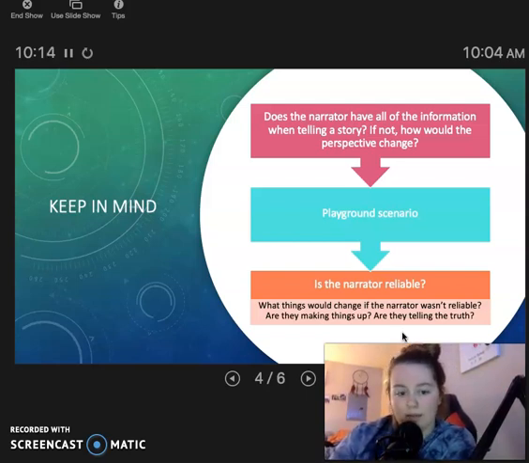Another thing to keep in mind is, is the narrator reliable? What things would change in the story if the narrator wasn't reliable? What does reliable mean again? It means how much can you trust them? How much of the truth are they going to tell? Are they going to make things up? Are they always telling the truth?